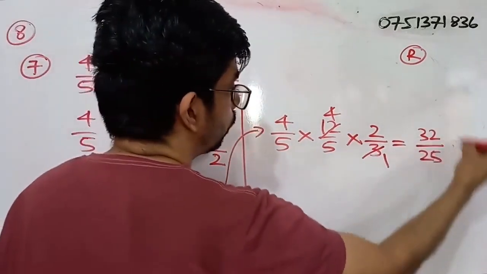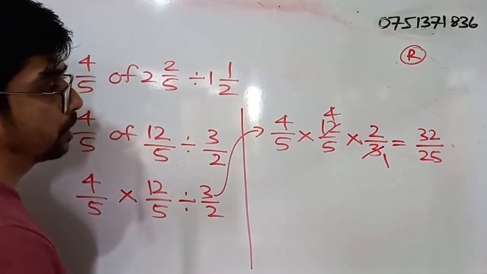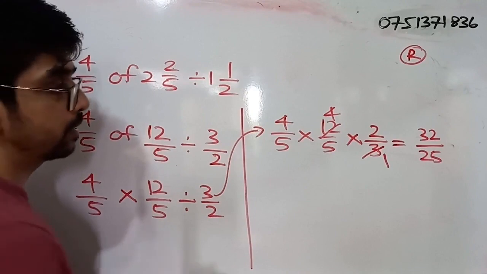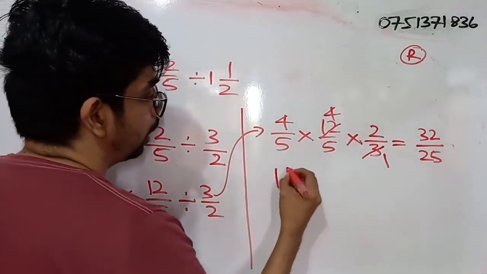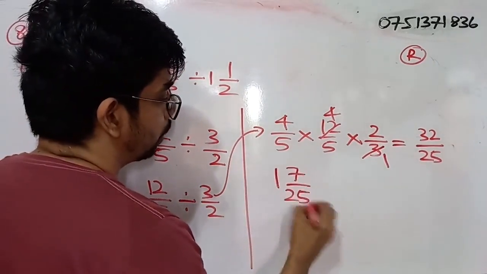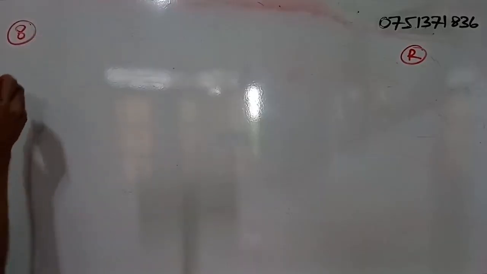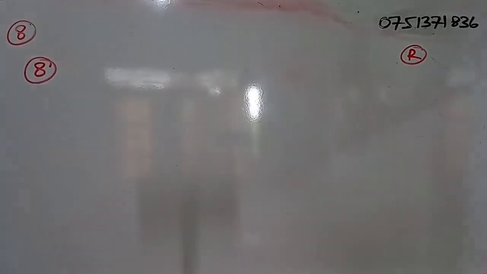So now we have to simplify 32 by 25 into what? Into a mixed number. So it will be 1 and 7 by 25. So that is the answer. Right. Now we have part 8.